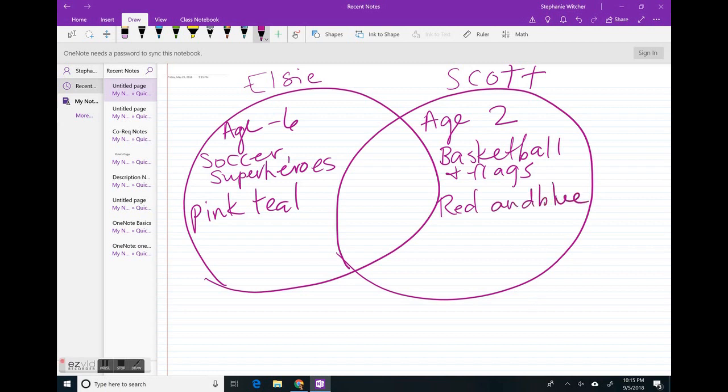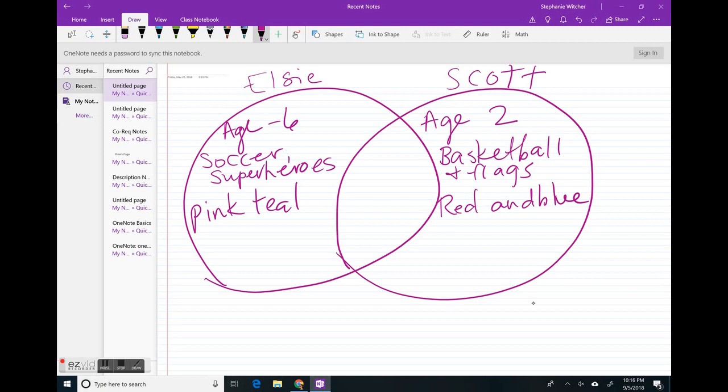Now, this is a really simplistic compare and contrast. These aren't great topics because they're not that deep. I would like you to choose something deeper to compare and contrast. But hopefully you're seeing the idea here. The point is that you want to match across the way so that you have good balance on both sides.